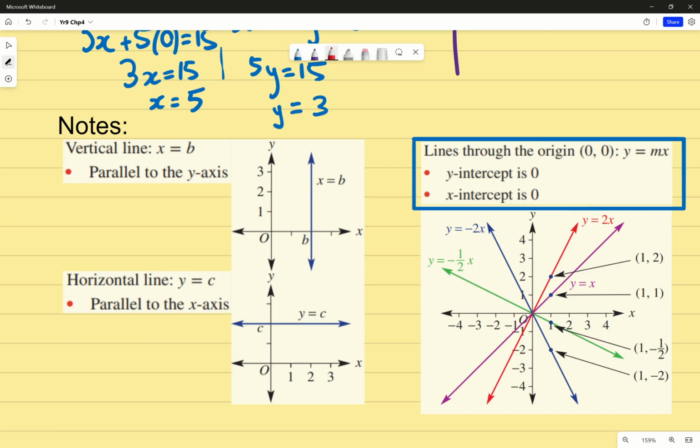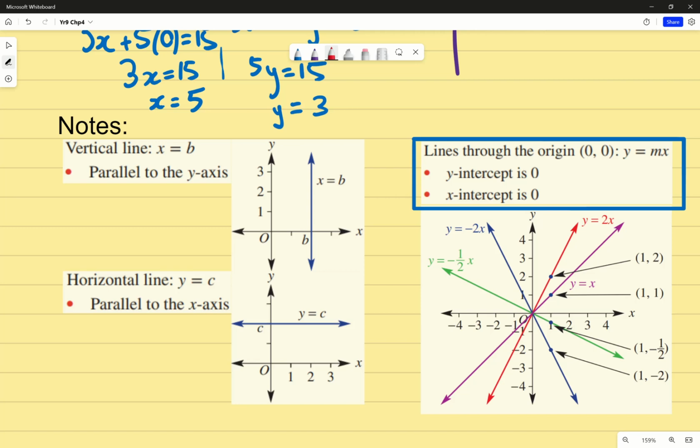On the other hand, a horizontal line, because the y never changes, the height will never change. So it's always just going to be a number. For example, c might be 2, might be 3, might be 4, we don't know yet. But if y equals 4, that value will never change. The height will always be 4, doesn't matter what the x value is, which is why that's perfectly horizontal.